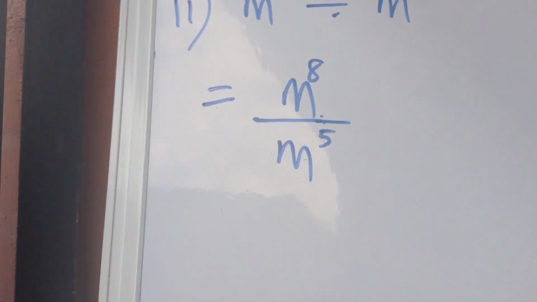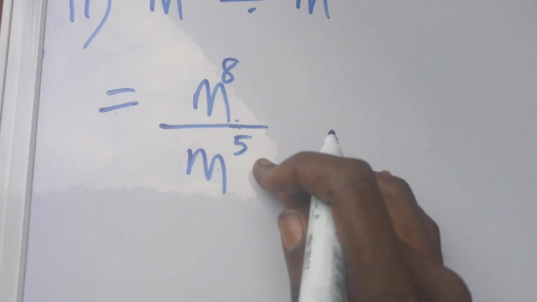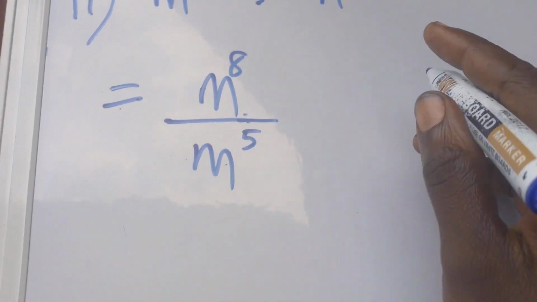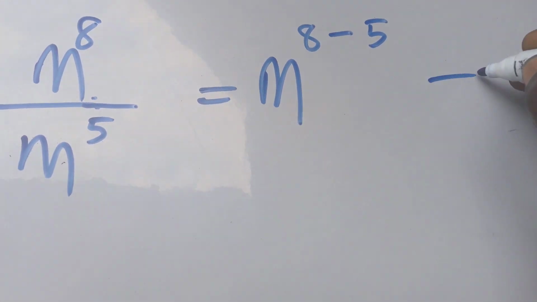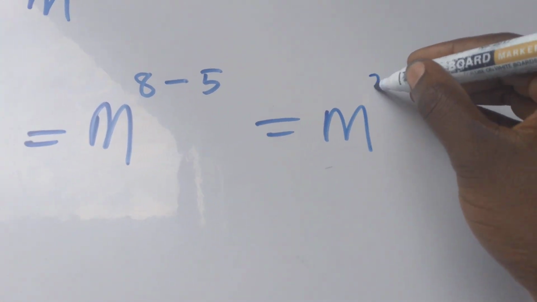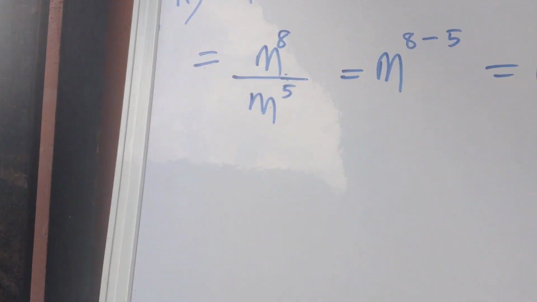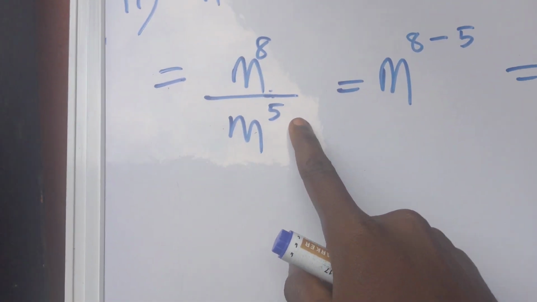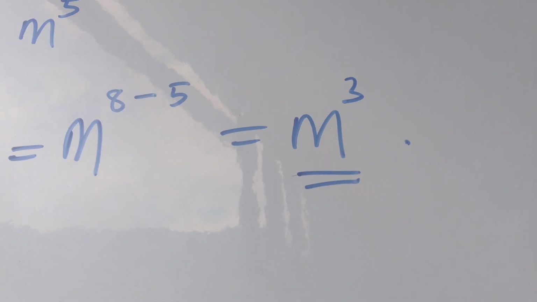We are going to use the division law of indices here. We subtract this power from this one. That is m raised to power 8 minus 5, which gives you m raised to power 3. Final answer. So you see there, we applied the division law of indices by subtracting the power of the divisor from that of the dividend. We had m raised to power 8 minus 5, which is equal to m raised to power 3.